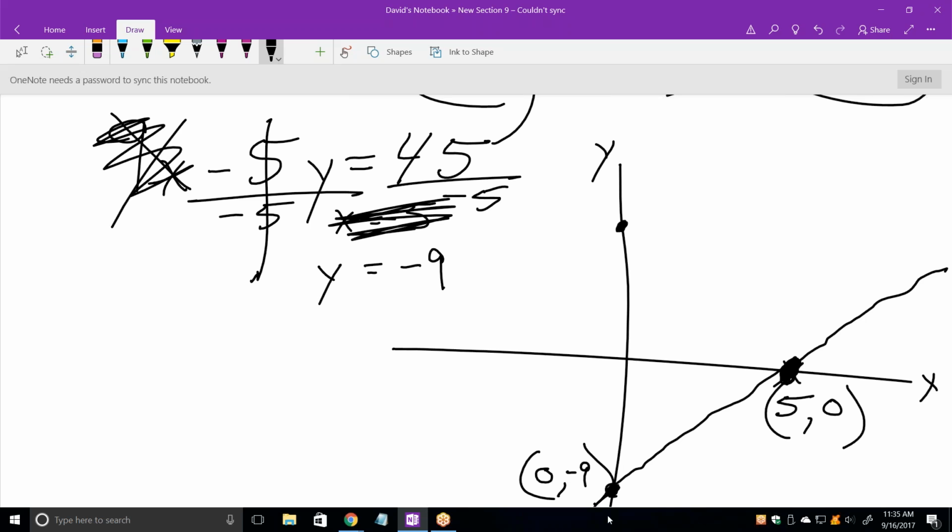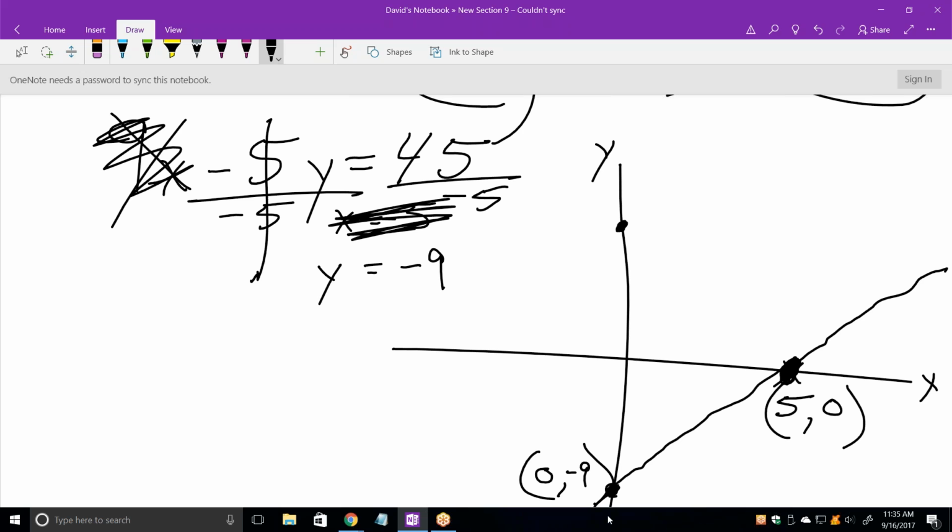Would it curve, or would it just be a straight line? It's linear for sure. The reason I know is that if it was a curved line, one of these variables would have an exponent on it. It would be x squared or y squared or x to the 1/2. But as long as x is to the 1 power and y is to the 1 power, then it's linear. All you need to do is find 2 points.